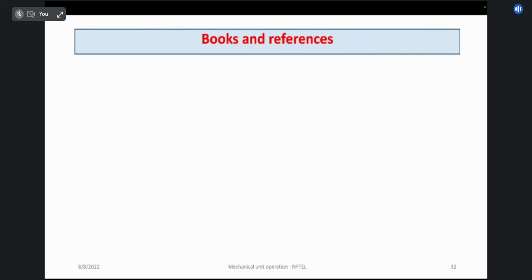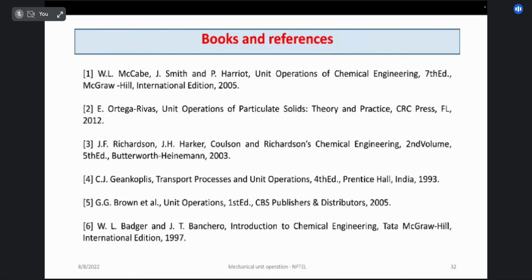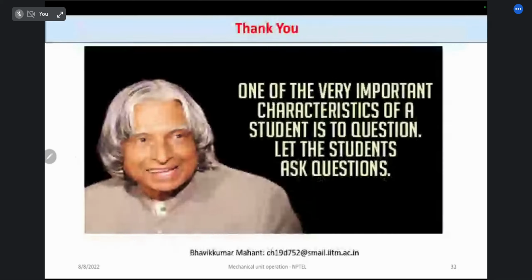Now the books and references mentioned are from the professor, and we follow them for the examples. McCabe Smith, Perry, and others: most of the examples are on the basis of these standard books on chemical engineering.